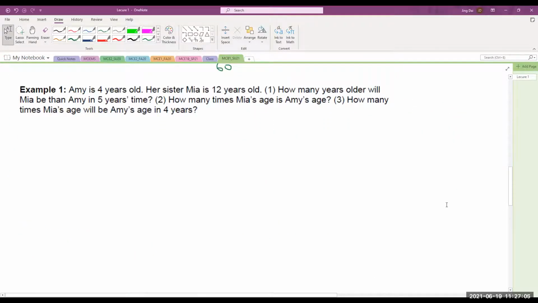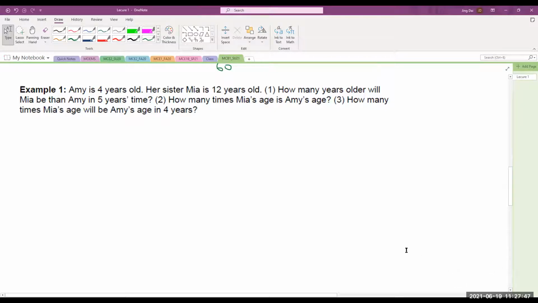Now, I want one student to just read the problem to us. Who wants to read the problem? Irene, you want to read it? Can you read example 1? Thank you so much. Amy is 4 years old. Her sister Mia is 12 years old. How many years older will Mia be than Amy in 5 years' time? How many times Mia's age is Amy's age? How many times Mia's age will be Amy's age in 4 years? Oh, thank you so much.